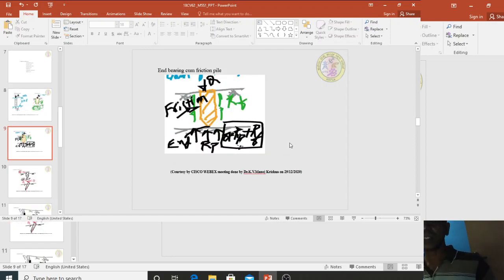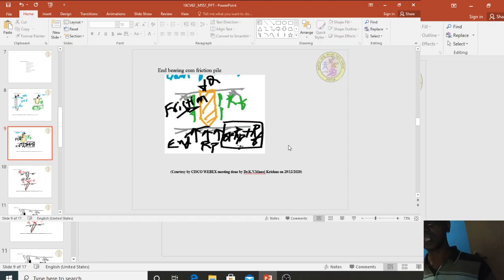There are some cases where hard bearing strata may be available at shallow depth, but the load from the structure is very heavy, so it is not possible to transfer the entire load at the tip of the pile onto the hard bearing strata, but the surrounding soil may be good. In such a case, a combined piling will be done, an end bearing cum friction pile.